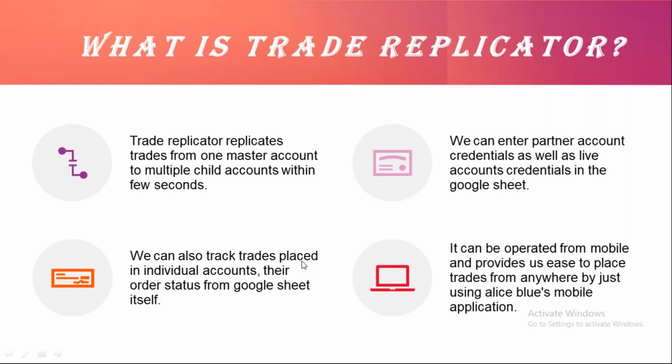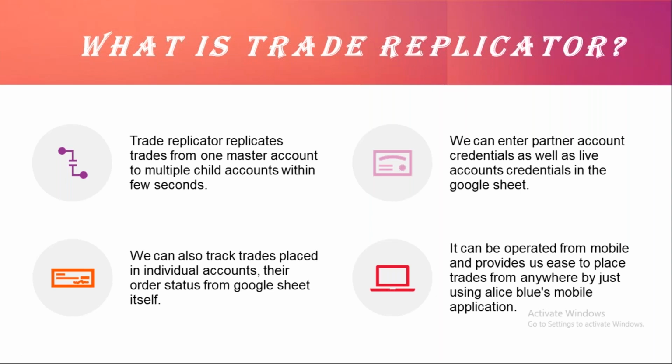So we can actually track the trades placed in individual accounts and their order statuses from the Google Sheet itself. It can be operated from mobile and gives us the ease to place trades from anywhere using Alice Blue's mobile application. We have already discussed it. So we can place the trades from anywhere in the world.